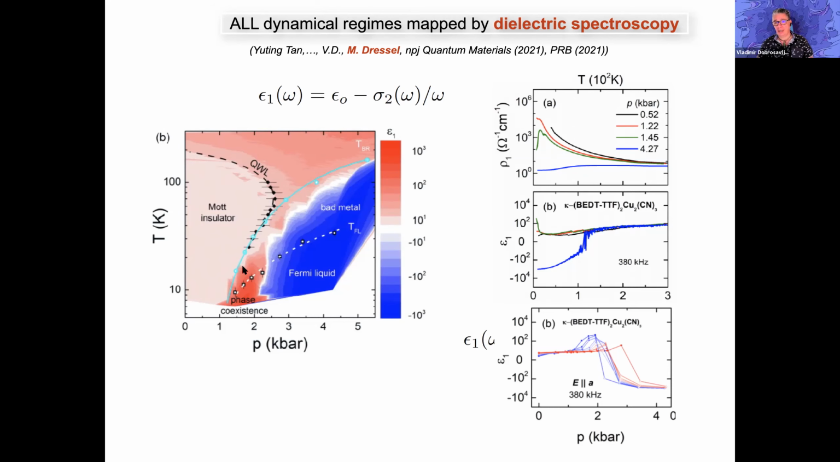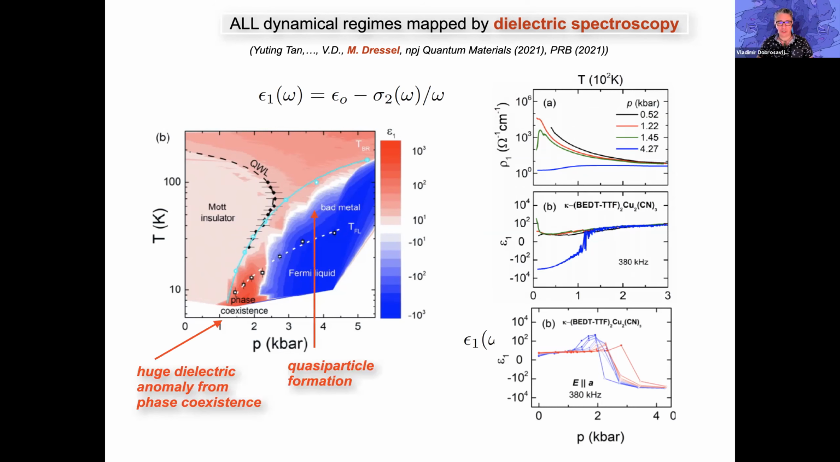Another question is, can we understand this colossal dielectric response from the point of view of DMFT? Is it related to the coexistence region, or is it simply related to closing the Mott gap? You may imagine that as you close the gap, you're going towards the metal. Maybe the system becomes more polarizable, and maybe the dielectric constant grows because of that reason.